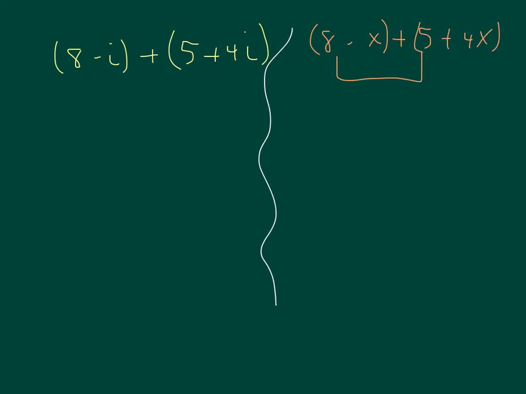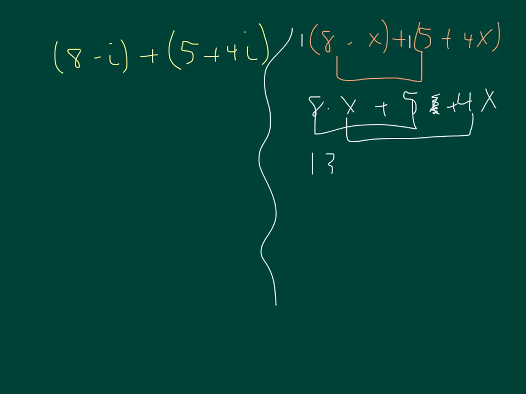When I see the parentheses, I think distribution. There's technically 1s out in the front here. And when you distribute the 1 through, you're not going to have anything other than just 8 minus x plus 5 plus 4x. So the 8 and the 5 are like terms. That's 13. And a negative x plus the positive 4x is plus 3x.